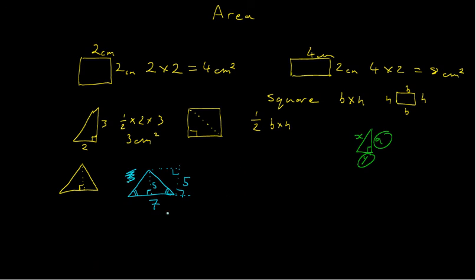So here, the equation is the same: half breadth times height. So that's half times 5 times 7, and that is going to equal 17.5 centimetres squared.